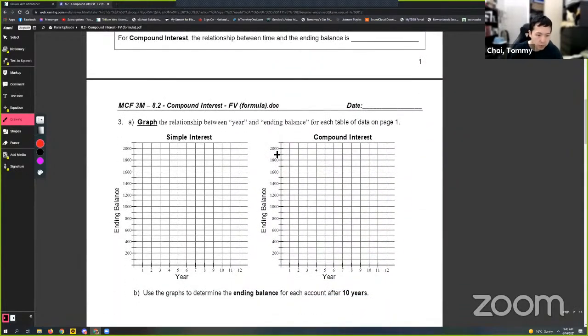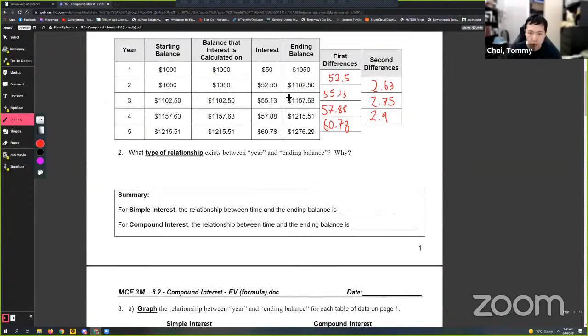So we have year 1 is 1,000. Year 2 is 1,050. Year 3, 1,100. Year 4, 1,150. Year 5, 1,200. Year 6, 1,250. So that would be our graph here. That looks linear to me. Looks pretty good. For our compound interest, a little bit harder to graph.